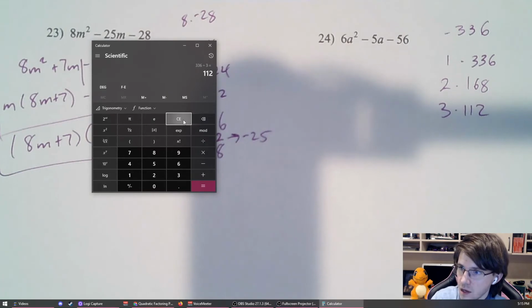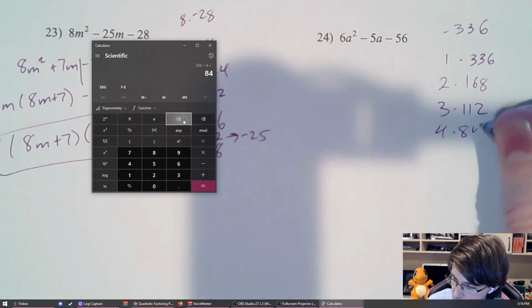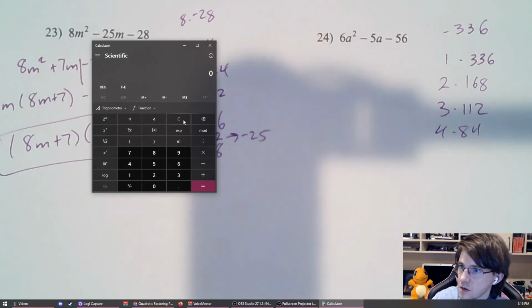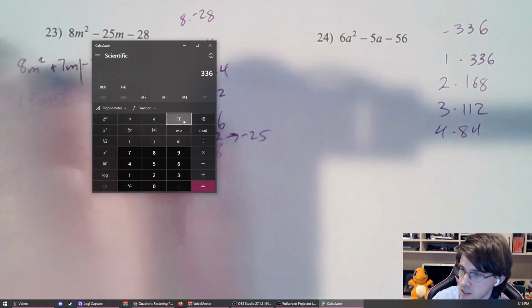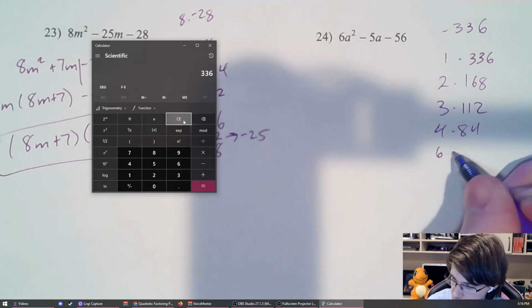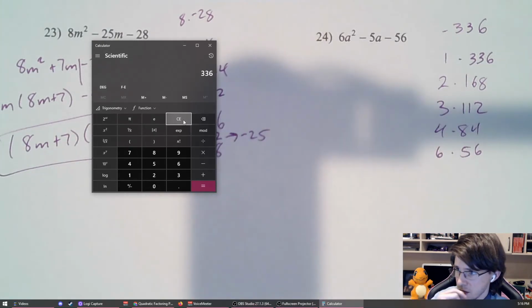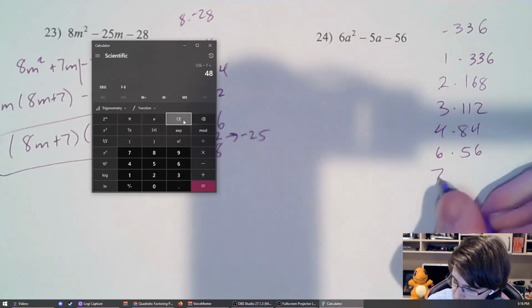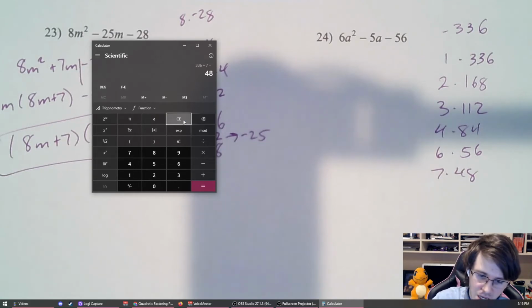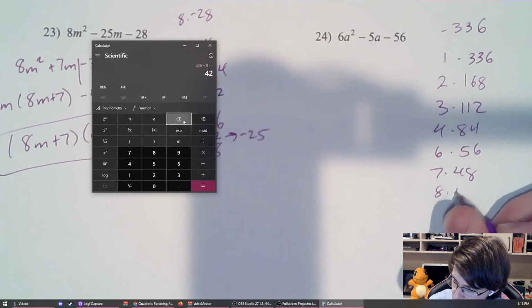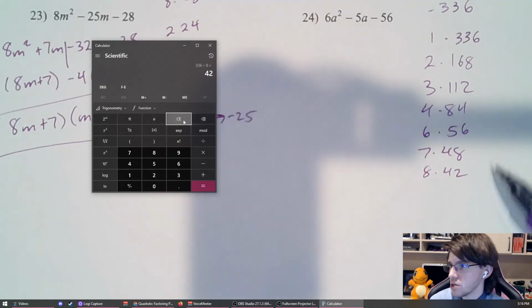And then maybe I'll hit times 3 just to be lazy. And then divide by 4, and we get 4 times 84. 5 is not going to work. 336 divided by 6, we already know because it's in the question. That's 6 times 56. And then we can check 7. 7 gives you 48. We can check 8. Gives you 42.